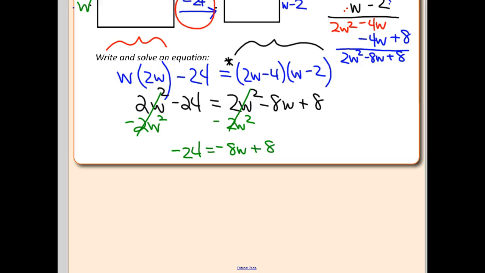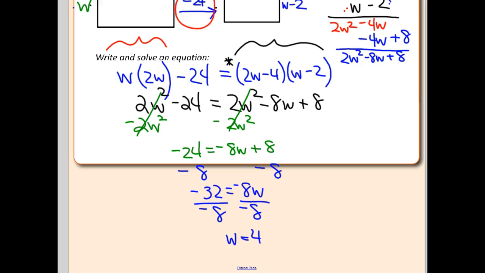All right, isolate the variable by inverse operations. Who's my floater? Yeah, we're going to subtract 8 from both sides. What's negative 24 minus 8? Negative 32 equals negative 8w. We have to divide both sides by negative 8. So w equals 4.